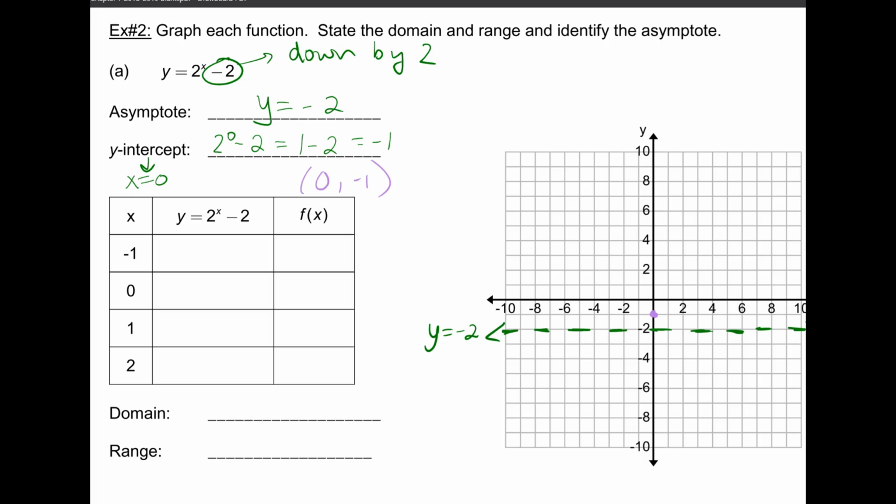So let's go through. Let's find the values. So 2 to the negative 1 minus 2. That's a half minus 2.